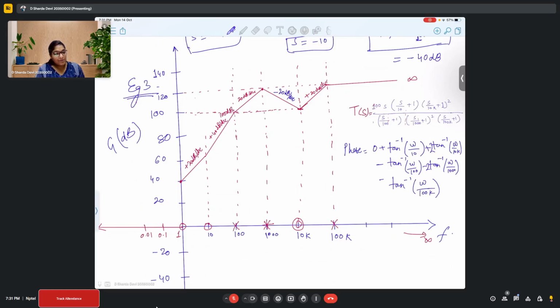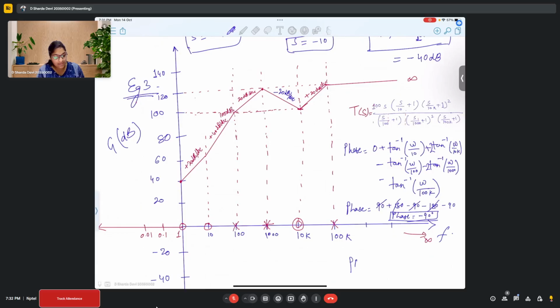Yes. Now when omega is at infinity, the crossover is happening at infinity, because it is parallel, so it will go to infinity. Tan inverse infinity is how much? 90, right? So it is 90 plus 180 minus 90 minus 180 minus 90, correct? If I nullify them, what phase am I getting? Minus 90 degrees, correct?